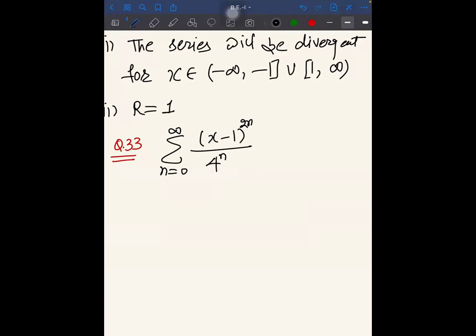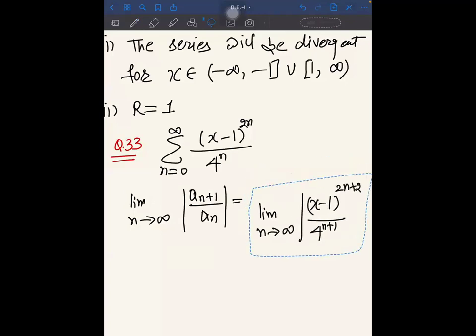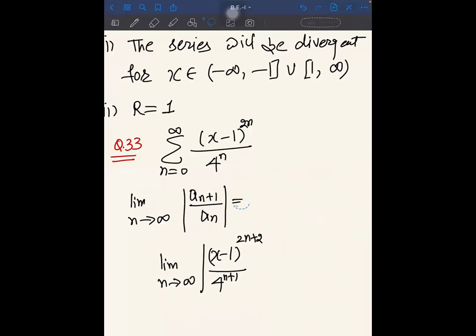So let's again use the ratio test. Limit n tends to infinity of u n plus 1 upon u n, or a n, whatever, doesn't matter. How are we going to write it? x minus 1 raised to power 2n plus 2 upon 4 raised to power n plus 1. Okay? Yes, sir. It will be like this, right? Because when you replace n by n plus 1, it becomes 2n plus 2.